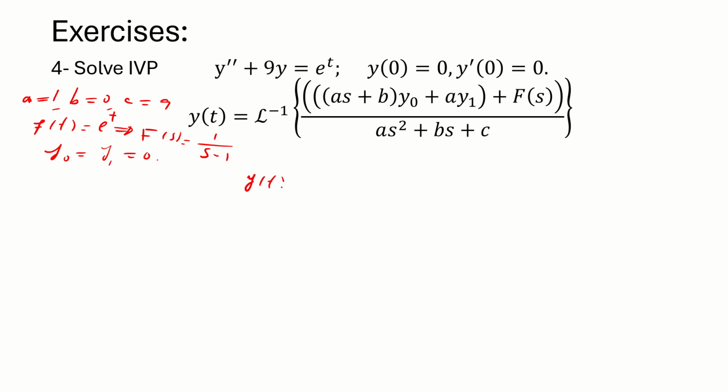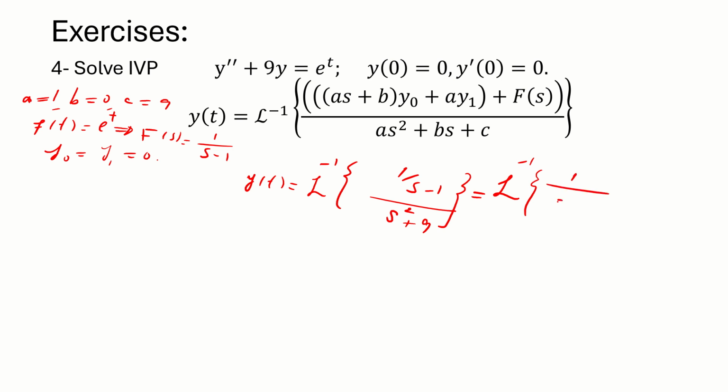Y of t is equal to Laplace inverse of, you see y naught is 0, y1 is 0, so these two terms will be neglected. So we'll be only having f of s, which is 1 over s minus 1 divided by as square, that becomes s square, bs will be 0 plus 9. So you have s square plus 9. So this might be written as Laplace inverse of 1 over s minus 1 into s square plus 9.